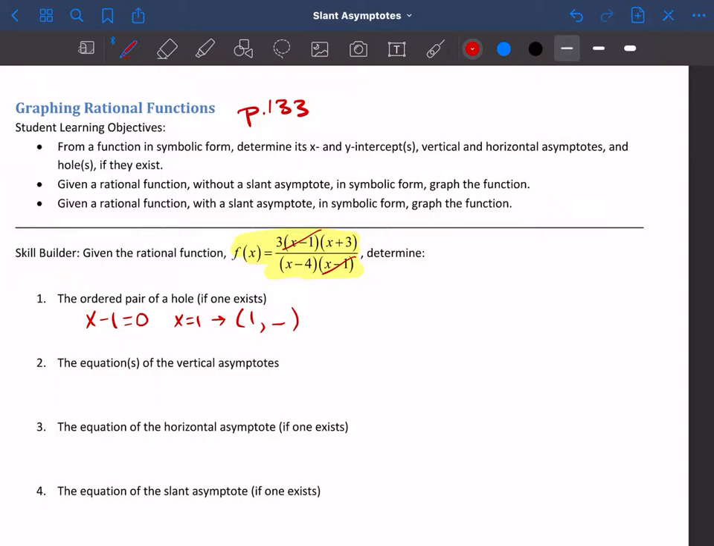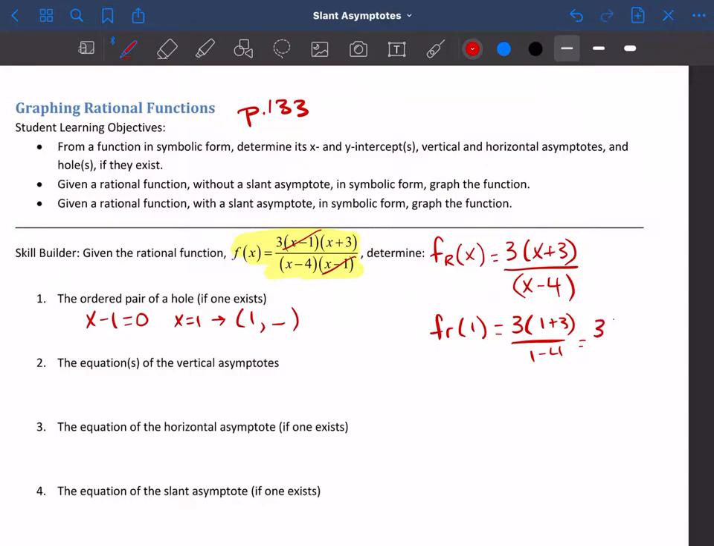To determine the y value, we're going to take our function and rewrite it with a little subscript r to say that, hey, we've reduced this. This was not the original. We've taken out that common factor, so we're left with 3 times x plus 3 over x minus 4. Now we want to substitute in the value of 1 into that reduced function. So we have 3 times 1 plus 3 over 1 minus 4. That's going to give us 3 times 4 over negative 3. Let me reduce that. So we end up with negative 4 for the y value of our hole.